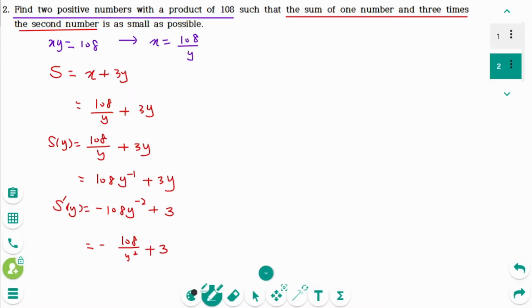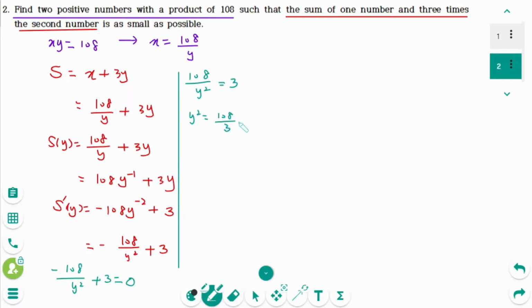To find the critical numbers, we equate the derivative to 0. Then minus 108 over y squared plus 3 equals 0. Then 108 over y squared equals 3. That means y squared equals 108 over 3, which is 36. Then y equals 6 or minus 6. But minus 6 is not the answer because y is positive. S prime of y, the number is 6.